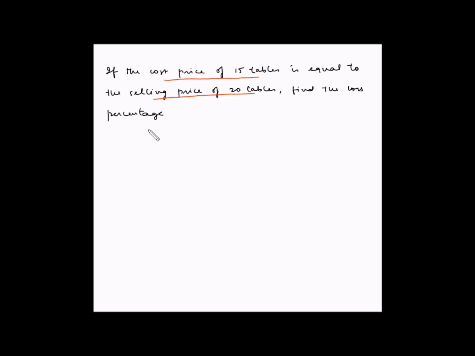Now we know that loss is equal to cost price minus the selling price. So we have a loss when our cost price is more than our selling price. And of course, when we calculate, we put the bigger one first and the smaller one next. Now, if we have to find the loss percent, we have to express this in terms of the cost price and multiply by 100.